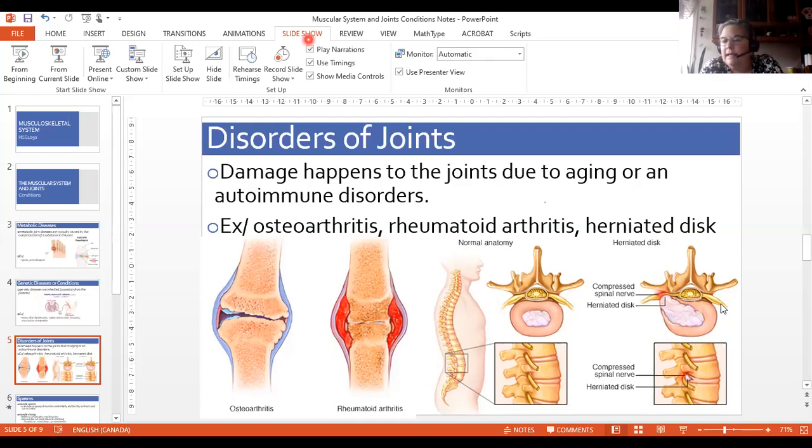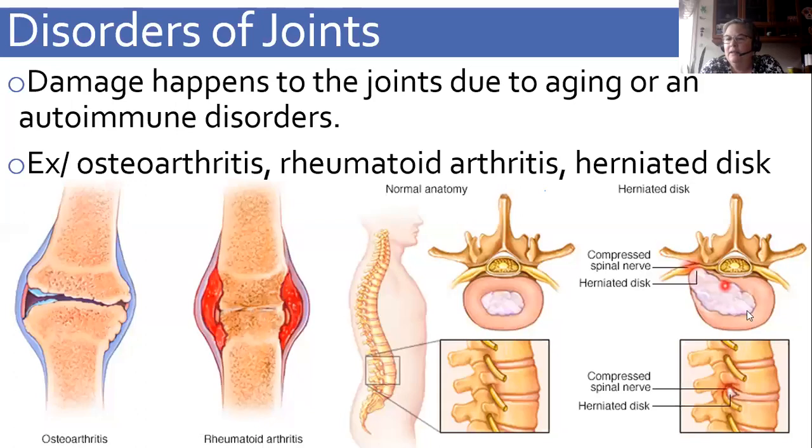So what happens is as this disc gets compressed, or it pushes, the stuff that's inside of it starts to push out. And it pushes against the spinal nerve and it causes a lot of pain in the back. Okay.